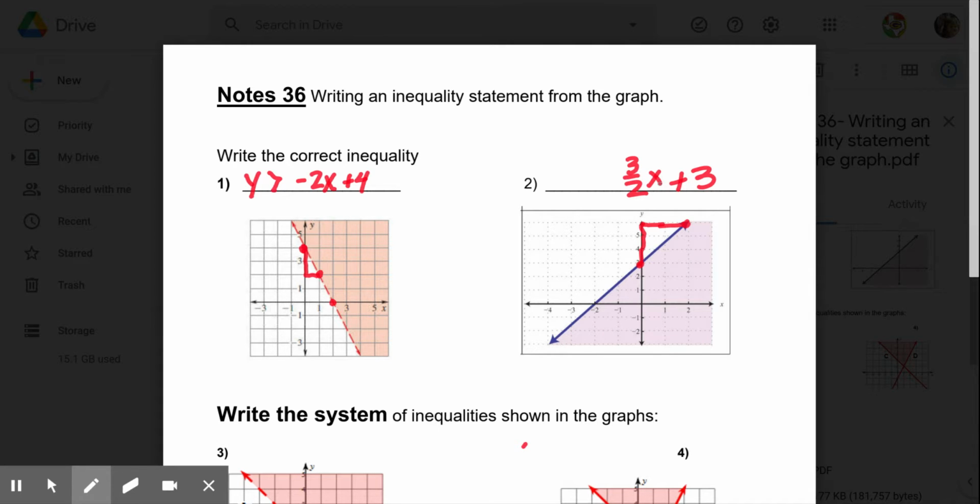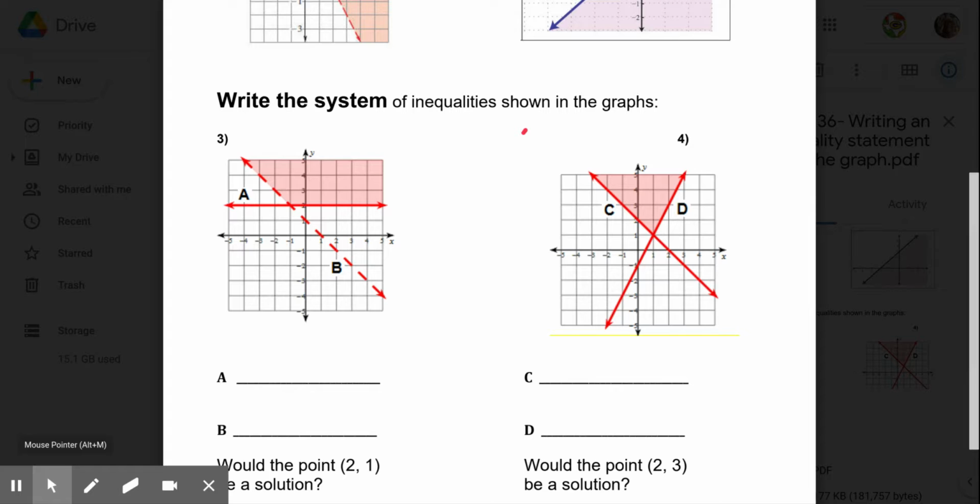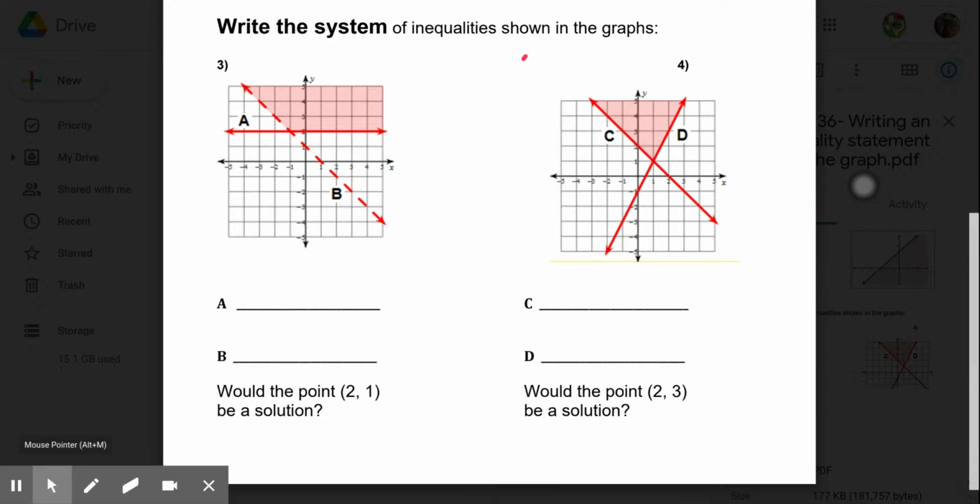It is a solid line, and it's shaded below the y-intercept of 3. So this will look like y is less than or equal to 3/2 x plus 3. Number 3 says write the system of inequalities.